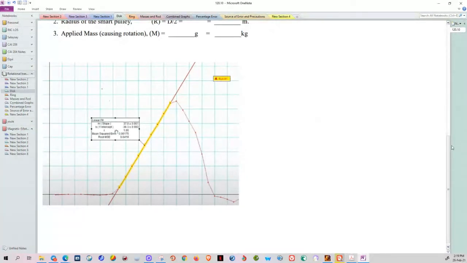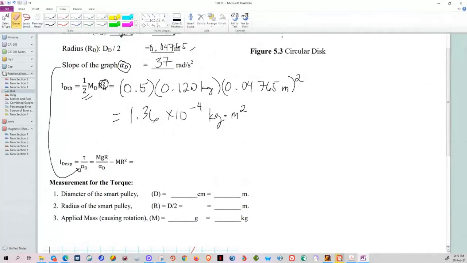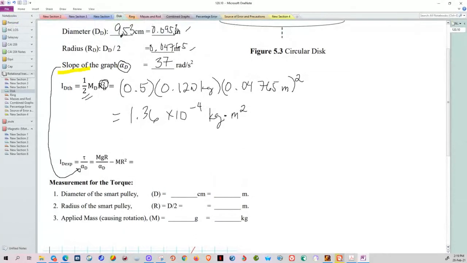What do you do with that slope? You write it in your data sheet. Where do you write the slope in your data sheet? Slope of the graph. There. Okay? That slope you will substitute in your equation here. Is that clear?